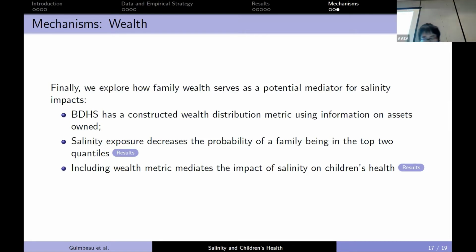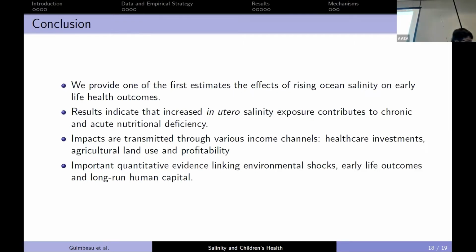Now, I'm just going to skip that. And final quick words. We provide one of the first estimates of rising ocean salinity on early life outcomes, and we indicate that there are nutritional deficiencies after exposure to higher salinity levels. We're one of the few studies that really taps into linking environmental shocks, and specifically salinity, to early life outcomes. Thanks. Minutes for questions.